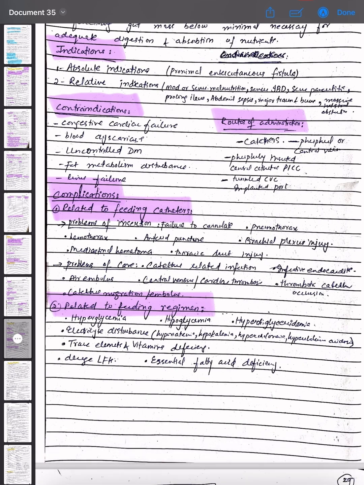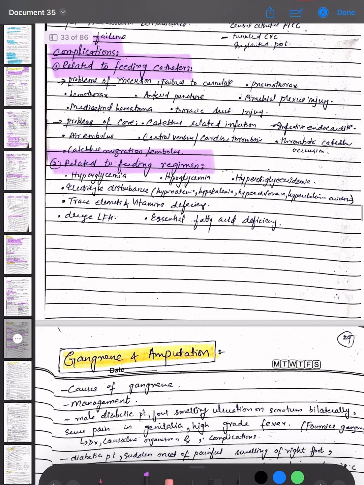What are the complications related to feeding regimen? These are hyperglycemia, hypoglycemia, hypertriglyceridemia, electrolyte disturbances, hyponatremia, hypokalemia, hyperchloremic acidosis. What are the trace elements? These are the feeding regimen complications: trace elements and vitamins deficiency, deranged LFTs and essential fatty acid deficiency.